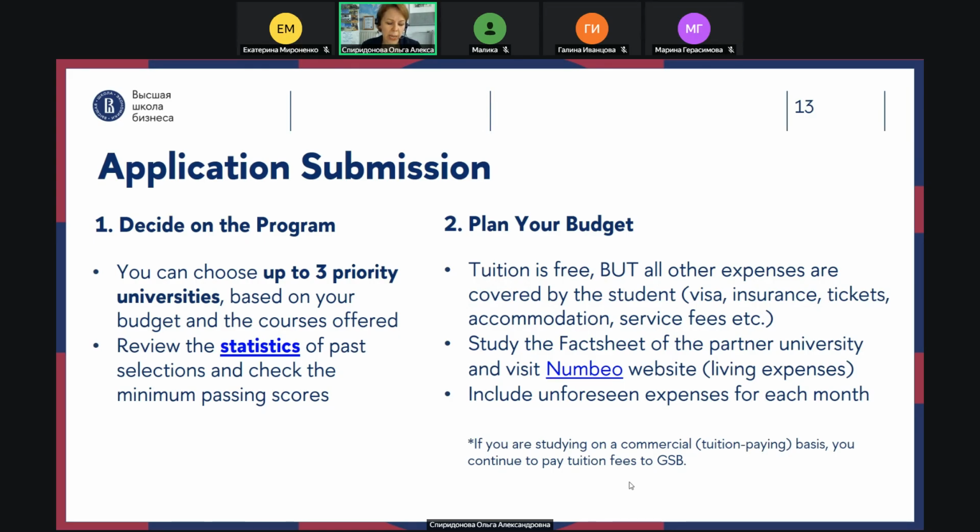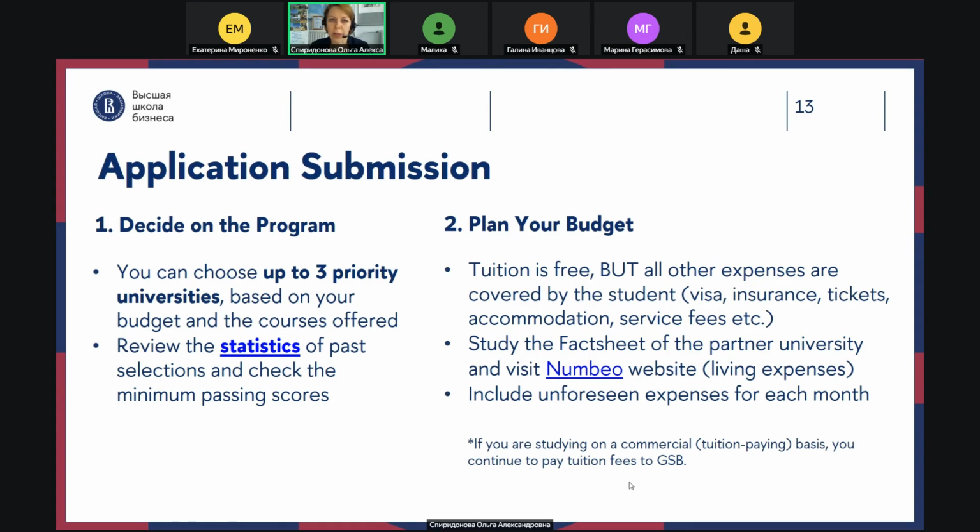For example, if you're a student and you have marks of, for example, 6 and you want to go to Europe, but if you look at the statistics, you'll see that students who go to Europe usually have at least 8. It's a hint for you that maybe it's better to choose some other university if you want to win, of course, in this competition.